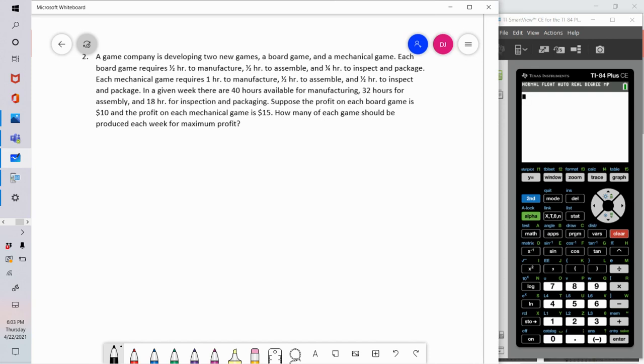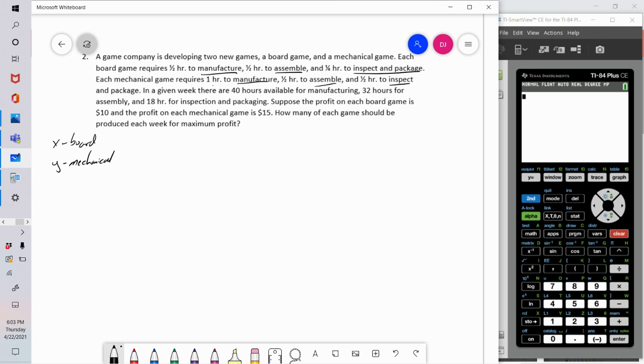A game company is developing 2 new games, a board game and a mechanical game. I'm going to let X represent the board game, and I'm going to let Y represent the mechanical game. Each board game requires a half an hour to manufacture, half an hour to assemble, and a half an hour to inspect and package. Each mechanical game also requires some time to manufacture, assemble, and to inspect and package: 1 hour to manufacture, half an hour to assemble, and a half an hour to inspect and package.